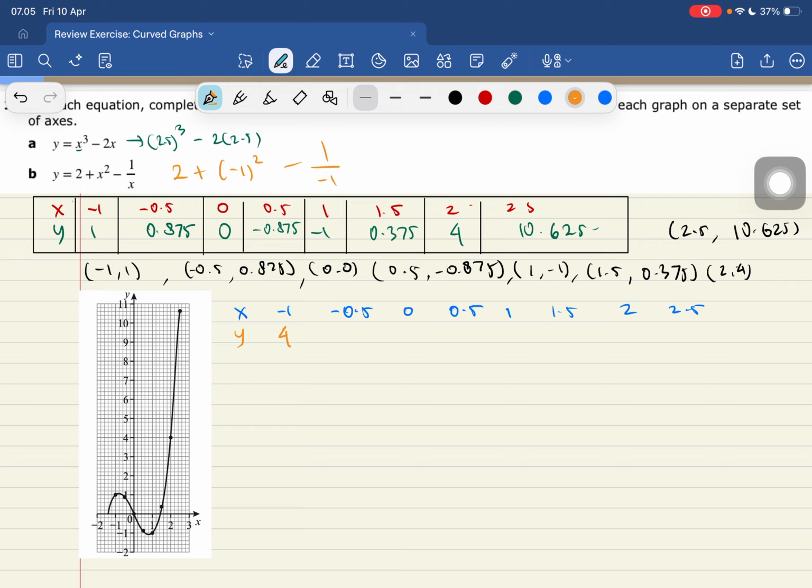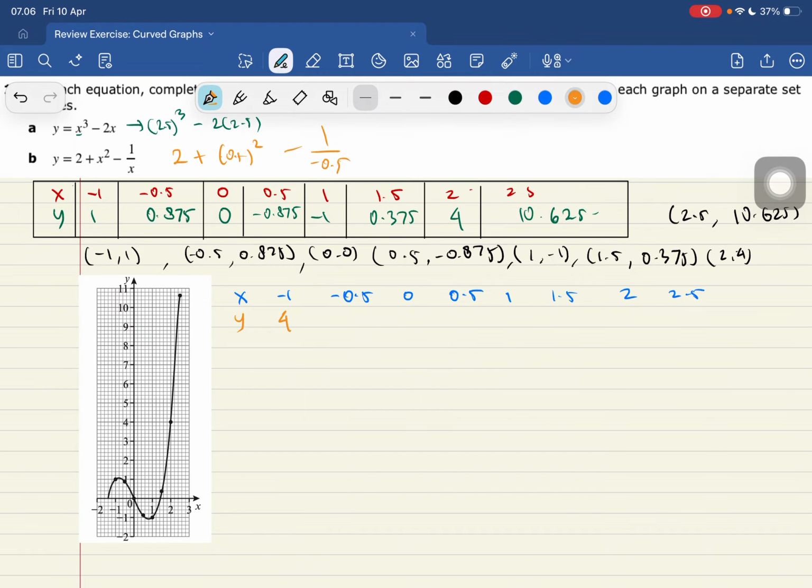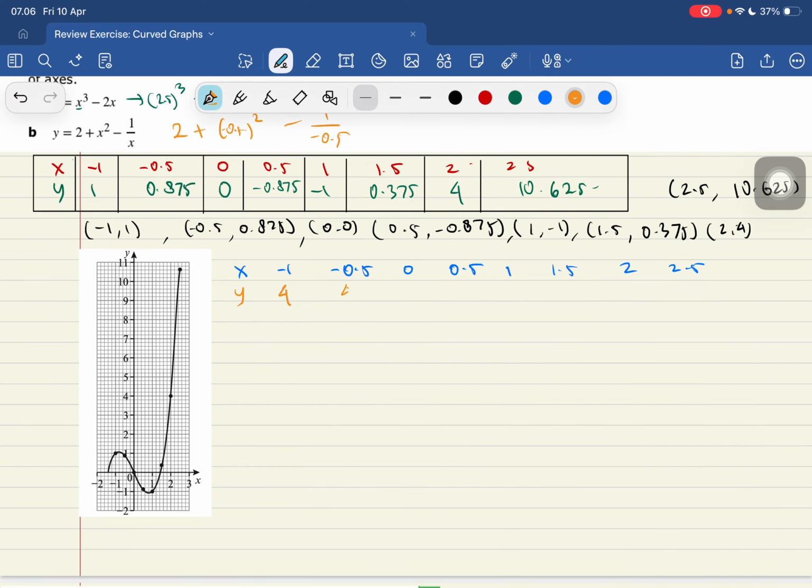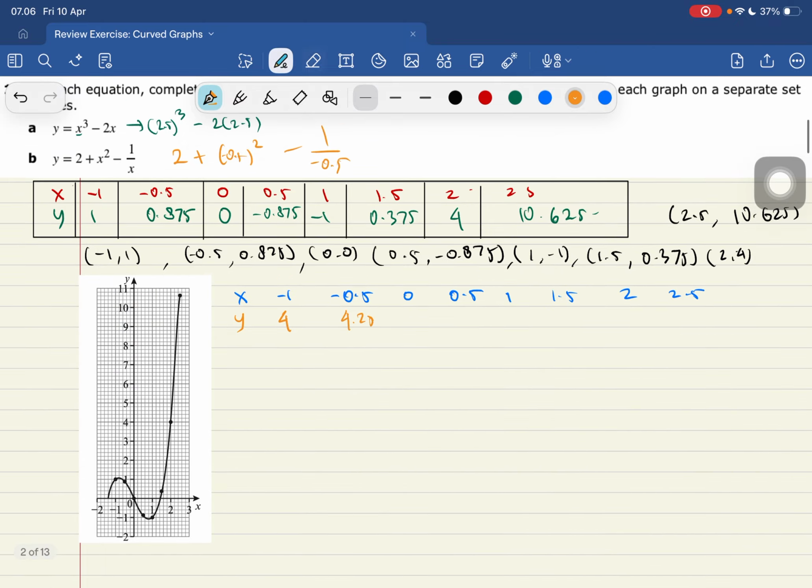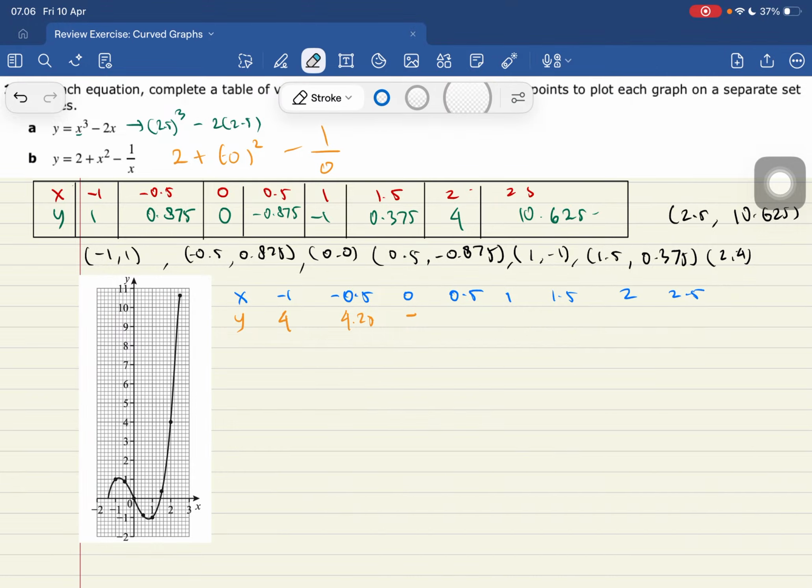For the second y, we substitute negative 0.5 into x, so it's going to be 0.5, also 0.5, and we get the answer 4.25. Next, if we make it 0 here, remember we cannot divide any number by 0, so there is no value for 0. Next, if 0.5, we will get 0.25. If this is 1, just substitute 1 here, so we get 2.